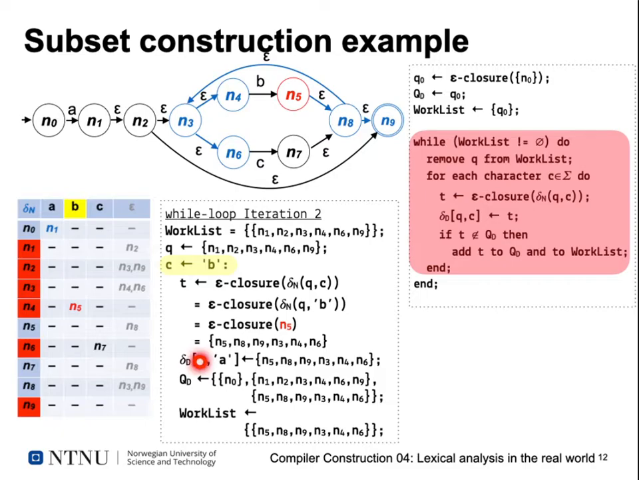So when we're in the state Q, this joint state up here, and read an A, we can actually end up in any of these states listed here, which we just figured out. And what we do now is we add this new joint state again to our list of states for the DFA and add this one to our work list because we haven't seen that one before.